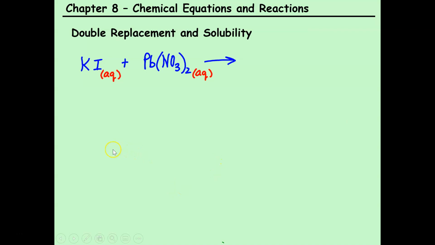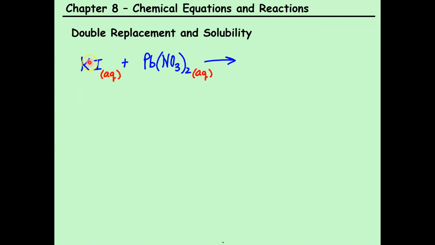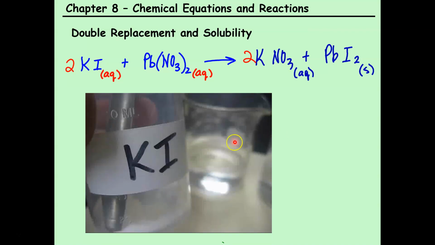All right, let's look at this example. Here we have potassium iodide and lead nitrate. Potassium iodide, lead nitrate. And if it's double replacement, we could predict that the products would be potassium nitrate and lead iodide. Potassium nitrate and lead iodide. Now, balancing it would require a couple of coefficients there. Now, what would this look like? Let's take a look at this reaction.